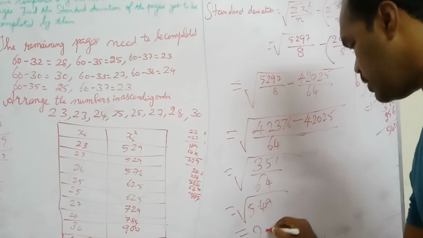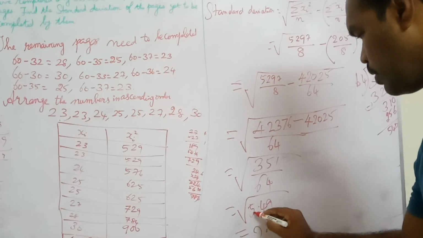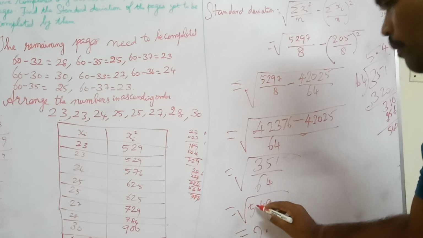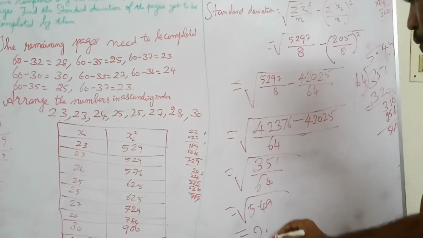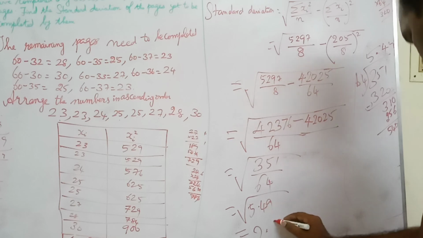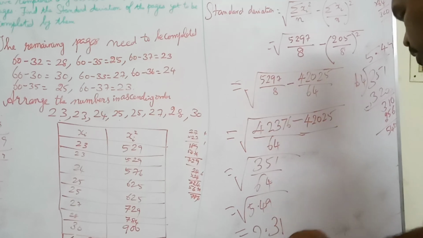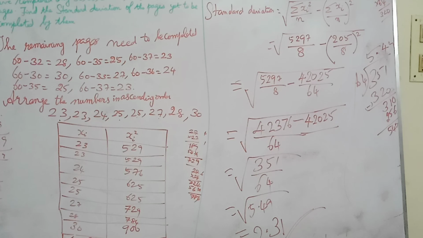Around 2 point something. Here we need to take the square root. 2 square is 4. 5 is not a perfect square at all. So 2.31. This is the answer. That's all. Thank you. 2.31.